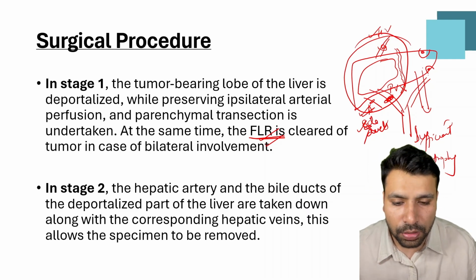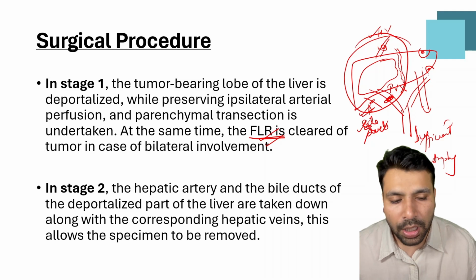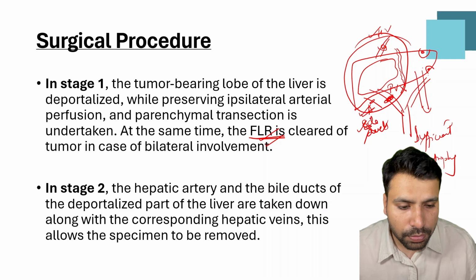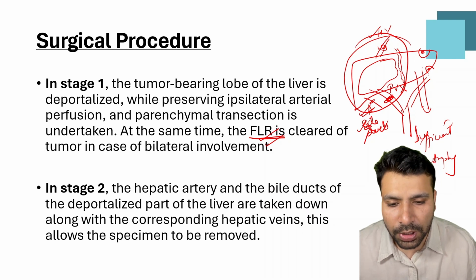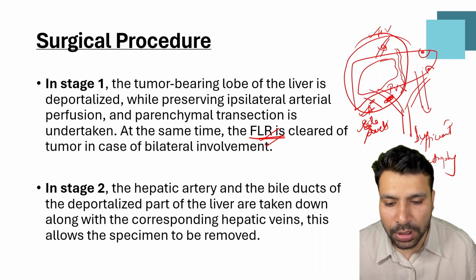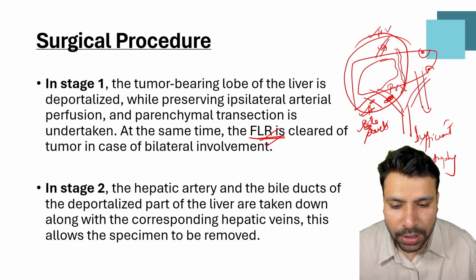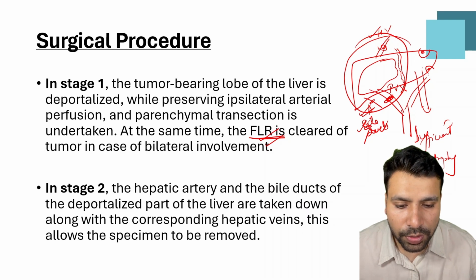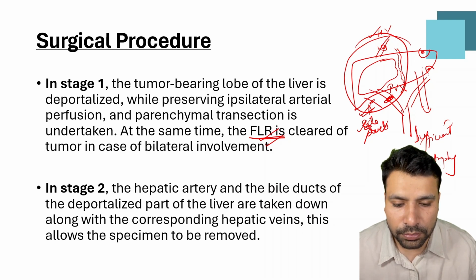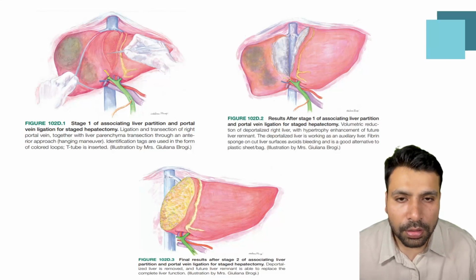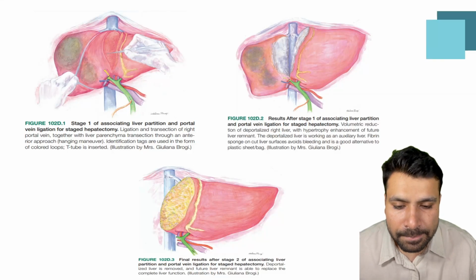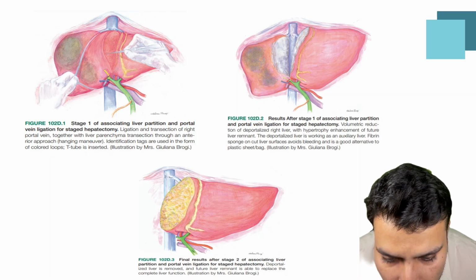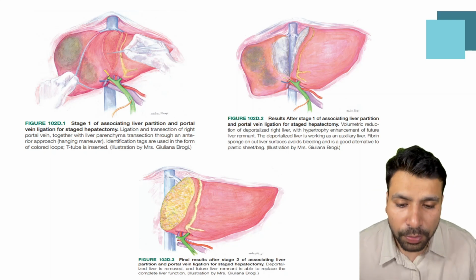All these lines have been taken from Blumgart, and they have very nicely explained the procedure. I have put in some diagrams. These are all diagrams from Blumgart itself for you to understand what ALPS actually is. So in stage one, there is ligation of the portal vein together with the liver parenchymal transection. Getting it? Can you see this portal vein? Can you see the tie of the portal vein here? This portal vein has been tied up.